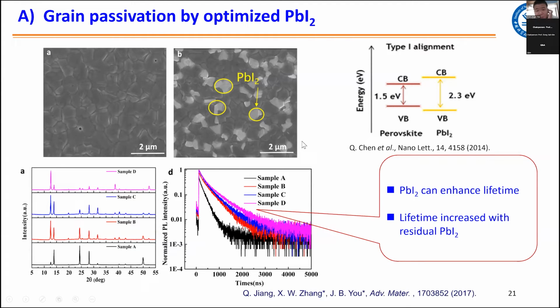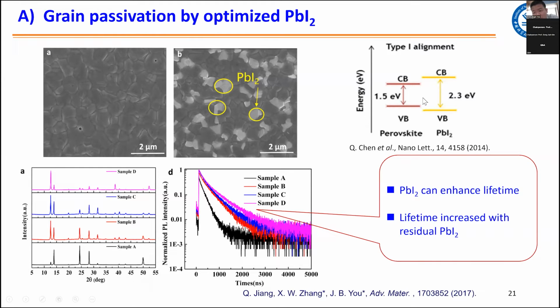So why is this material good for the device performance? This is the band structure. This is the perovskite, this is lead iodide. The perovskite material band gap is 1.5. The lead iodide is 2.3.